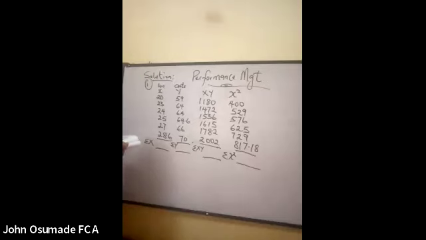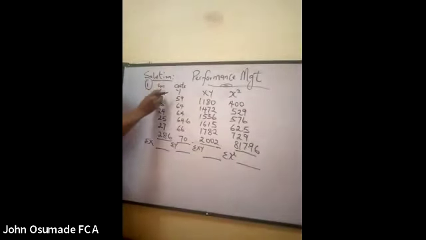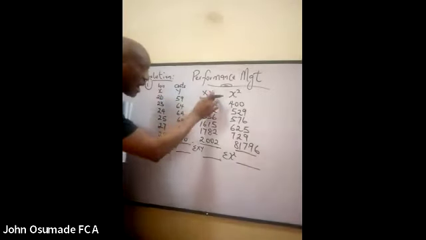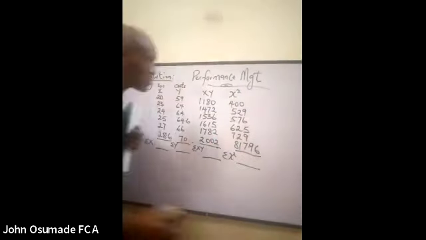817.96. Okay, thank you. Now, add these up. Give me the summation of Y, add it up. XY, add it up. Then S squared, add it up and give me the summation.